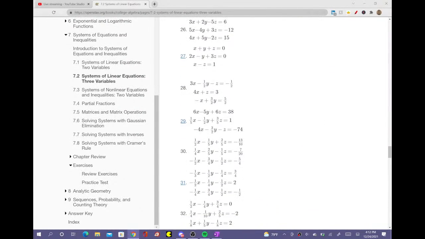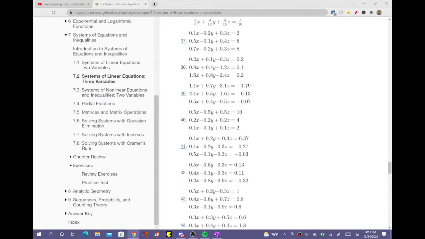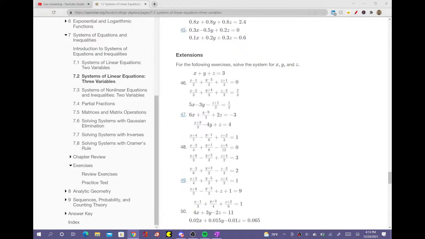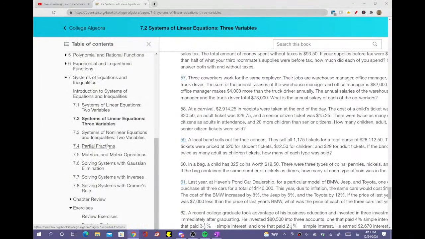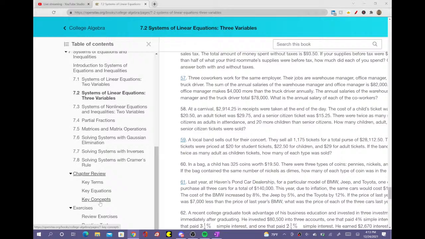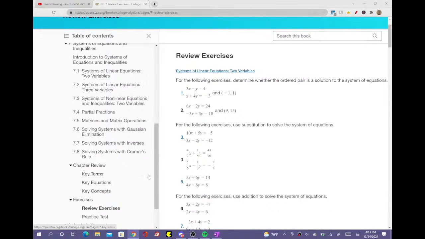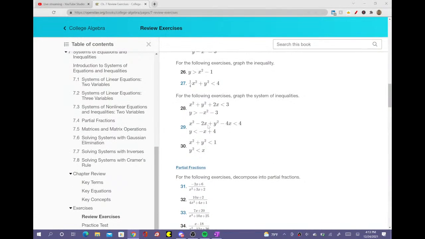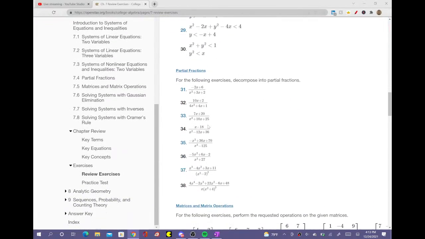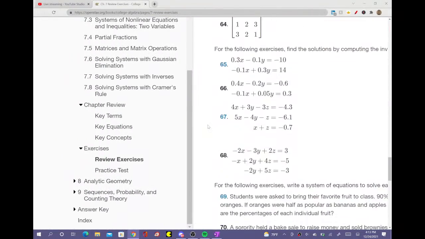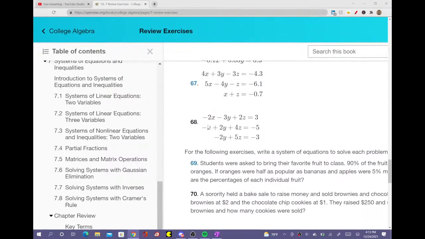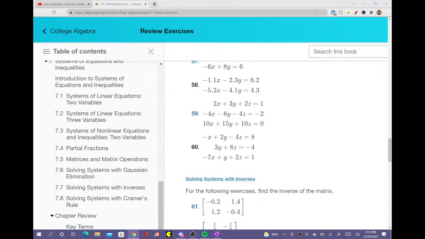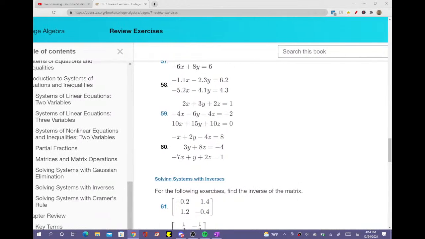So let's see here. Let me go to chapter review, or exercises, so that you guys can see what I'm doing here. And guys, I barely understand matrices, so I can't promise that I'll know how to do that. Matrices are something else. So let's look at this one.